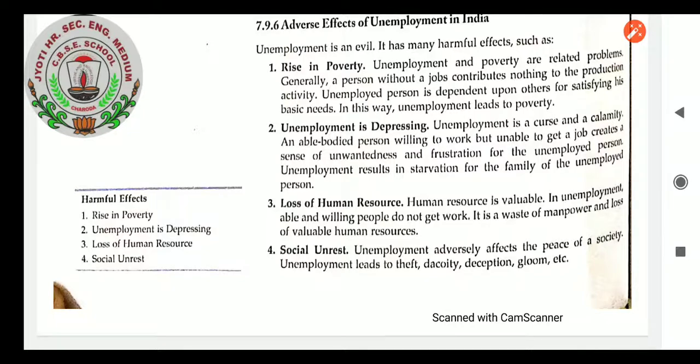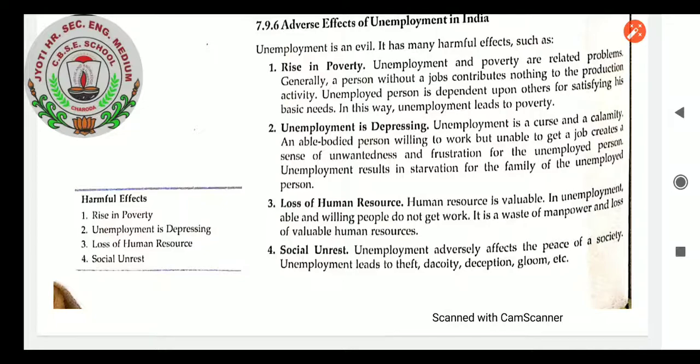Unemployment and poverty are related problems. Generally, a person without a job contributes nothing to the production activity. Unemployed persons are dependent upon others for satisfying their basic needs. In this way, unemployment leads to poverty. So that is rise in poverty, students.